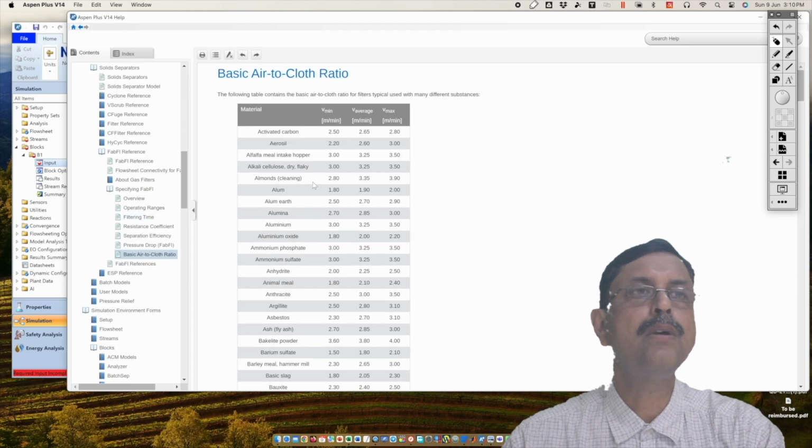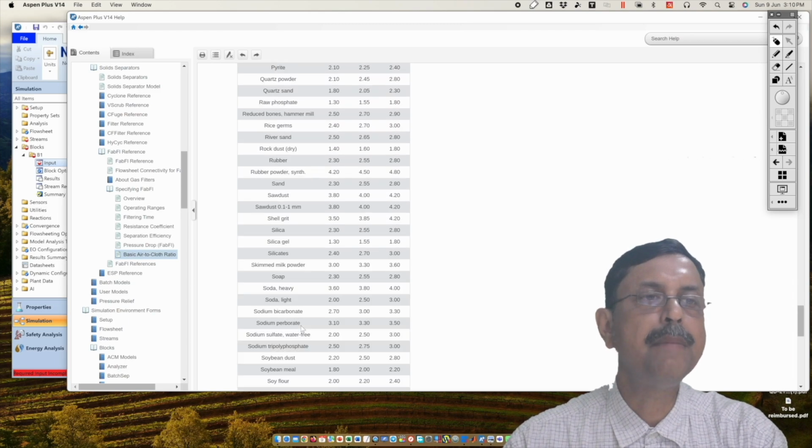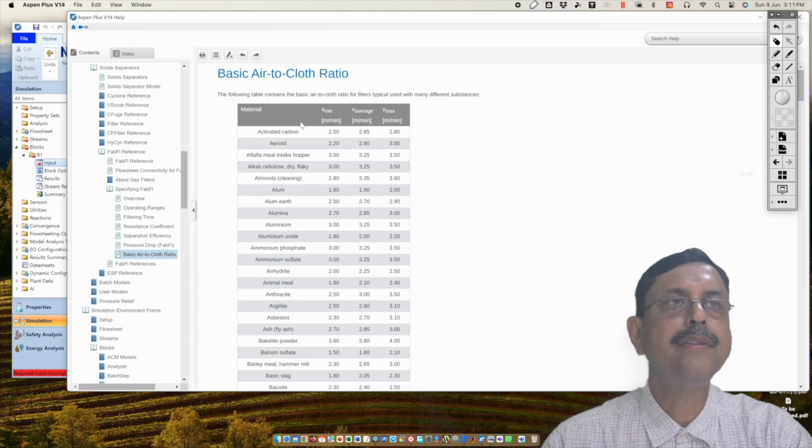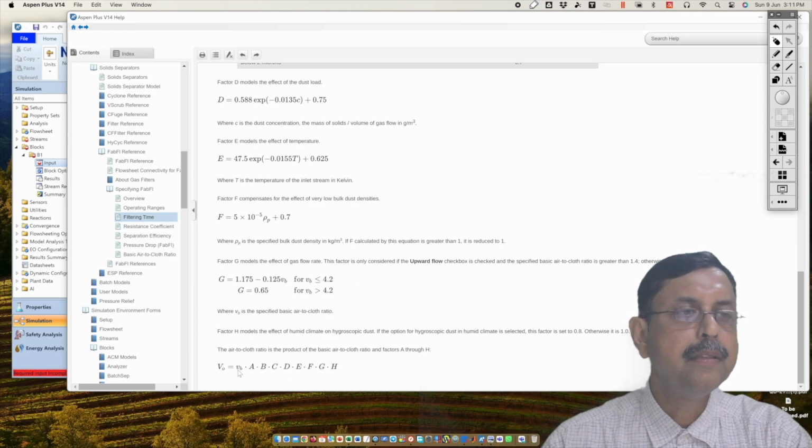So basic air to cloth ratio is this. For activated carbon, the basic air to cloth ratio is minimum 2.5, maximum 2.8, average 2.65. For aerosol, you have some other set of data. Alfalfa meal intake hopper, alkali cellulose, almonds, alum, alum earth. So for various types of material, we have the sets of information about V min, V max and V average. These are the basic air to cloth ratios for various types of filters. Now once you know this basic air to cloth ratio, you can multiply it by various factors, factors A to H. So VB into A into B into C, D, E, F, G, H. So what are these A, B, C, D, E, H?